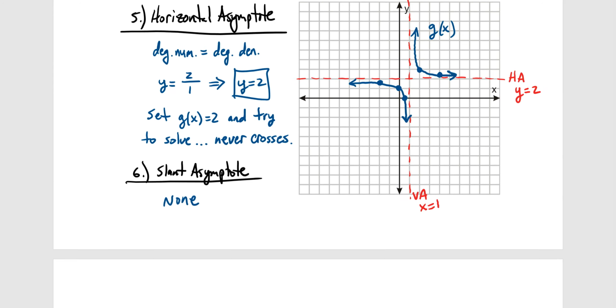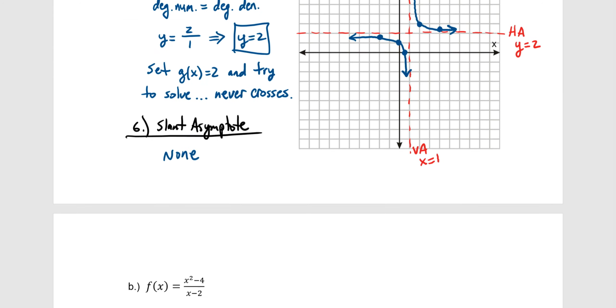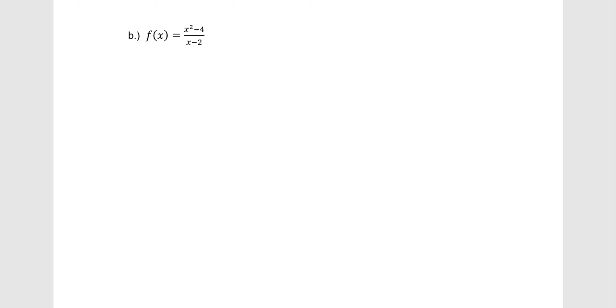Okay, so for the next one here, we have f of x is x squared minus 4 over x minus 2. Let's simplify this right away. We can factor the numerator to x plus 2 times x minus 2 because it's difference of squares factoring. Then we recognize that the x minus 2's can cancel, and we're left with x plus 2 over 1. So that's just x plus 2.